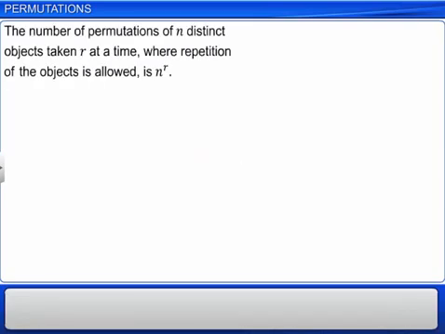The number of permutations of n distinct objects taken r at a time, where repetition of the objects is allowed, is equal to n power r.